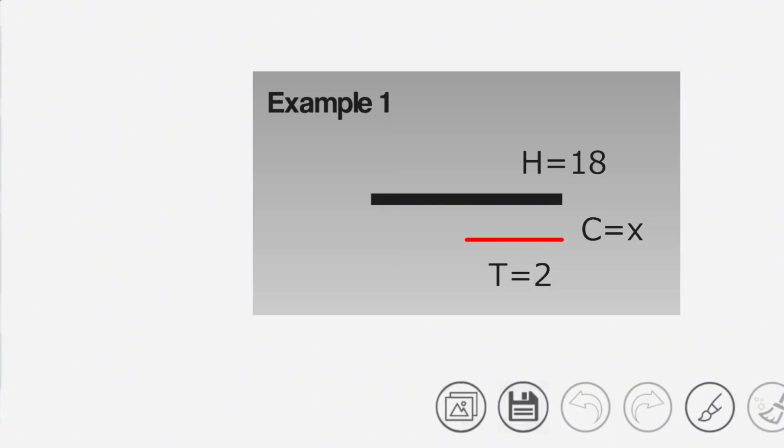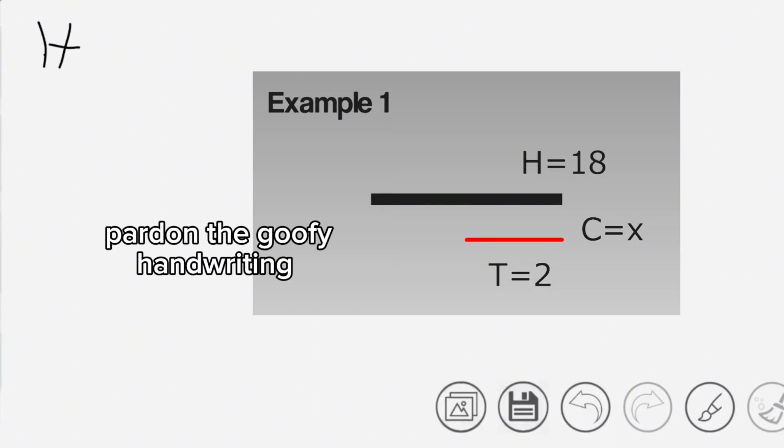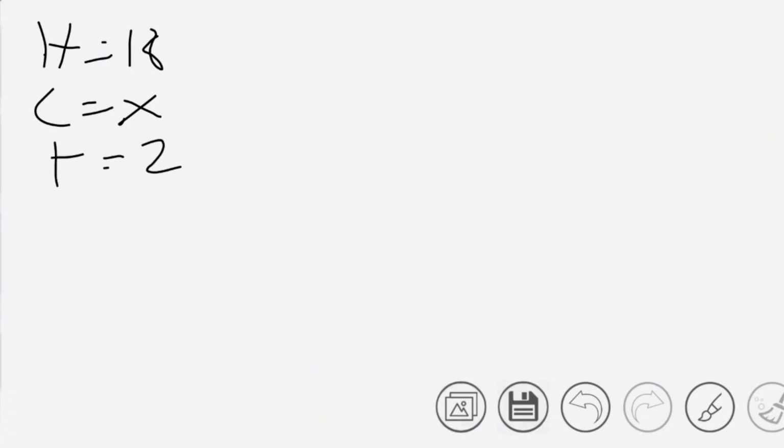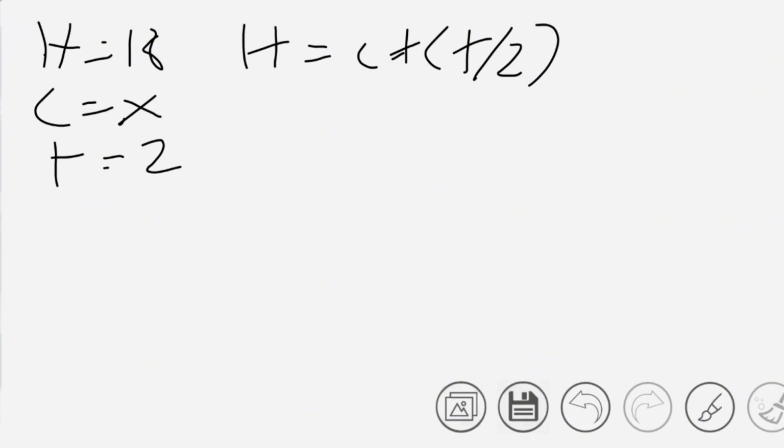Alright, so we're going to have to write the given. So we have h is equal to 18, c is equal to x, and t is equal to 2. Now let's just write the formula. H is equal to c plus parenthesis t divided by 2. Or you can write that one as t over 2, but that's your preference. Now we just replace them with their values. It's going to be 18 equal to x plus 2 over 2.